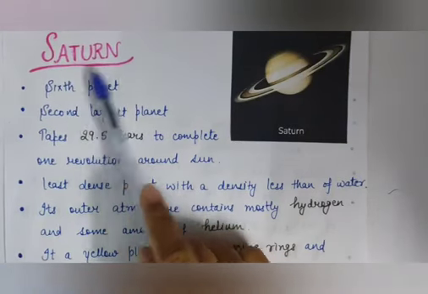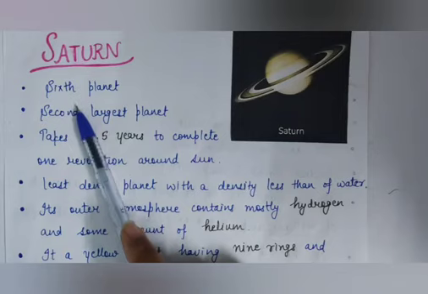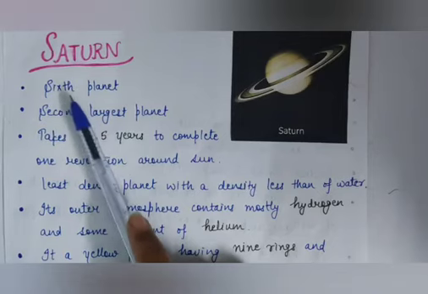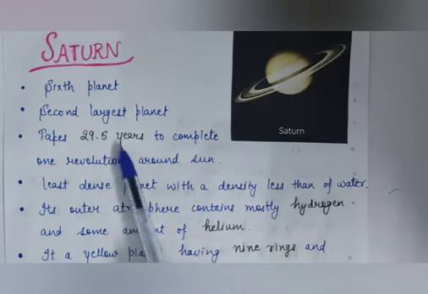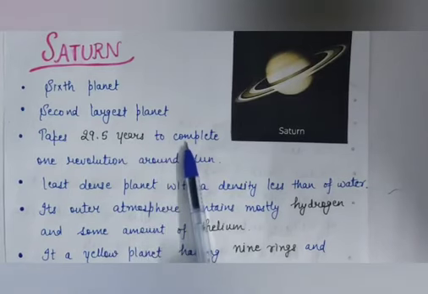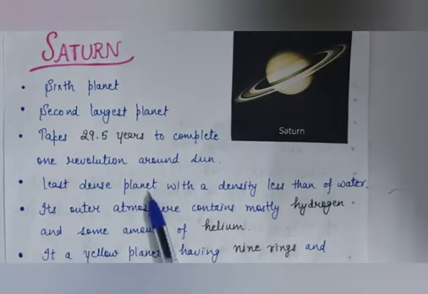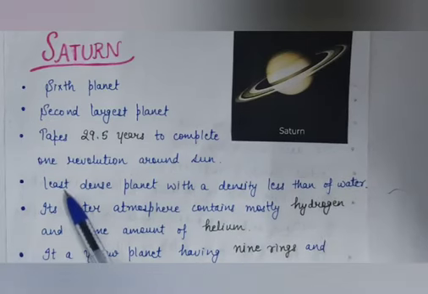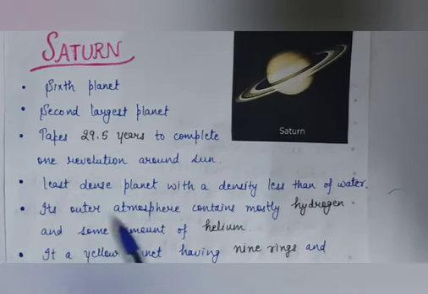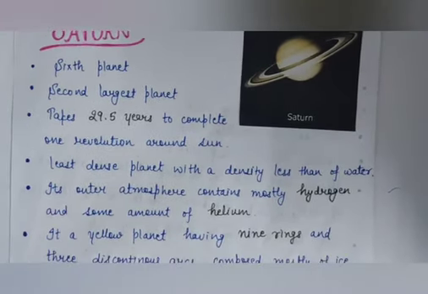Next planet is Saturn. It is the second largest planet in the solar system after Jupiter. It is the 6th planet from the Sun. It takes 29.5 years to complete one revolution around the Sun, and it is the least dense planet, meaning it has density less than that of water. Its outer atmosphere contains mostly hydrogen and some amount of helium.